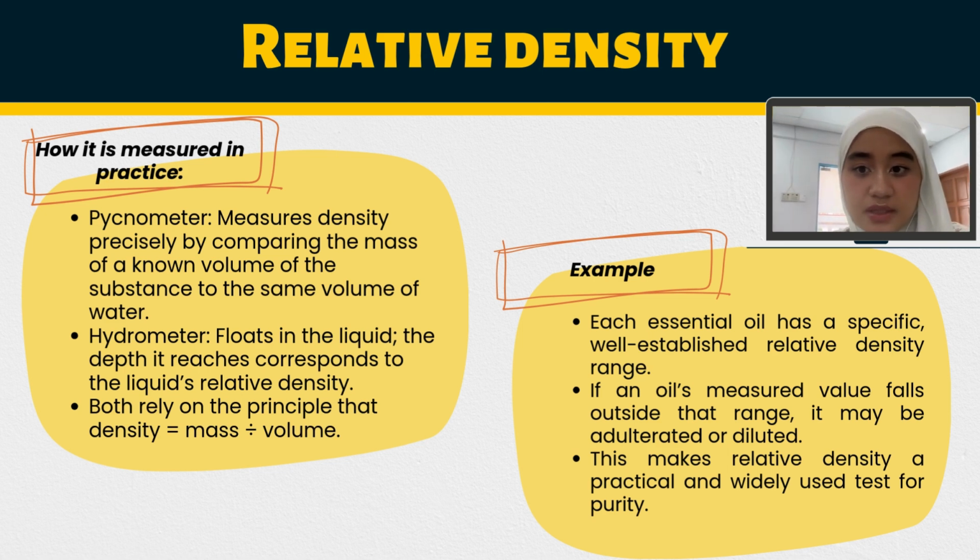For example, each essential oil has a specific, well-established relative density range. If an oil's measured value falls outside that range, it may be adulterated or diluted. This makes relative density a practical and widely used test for purity.